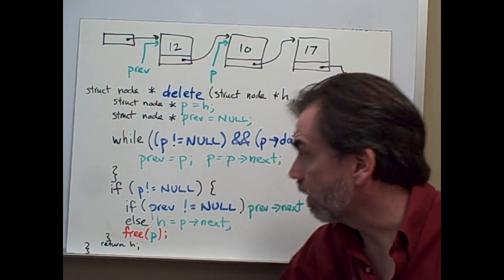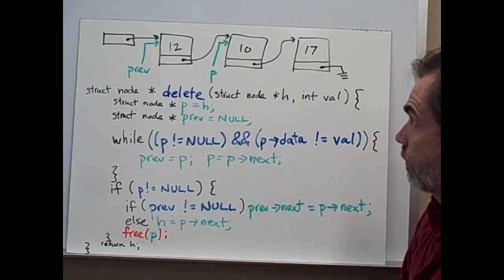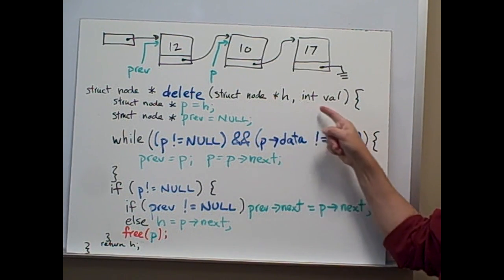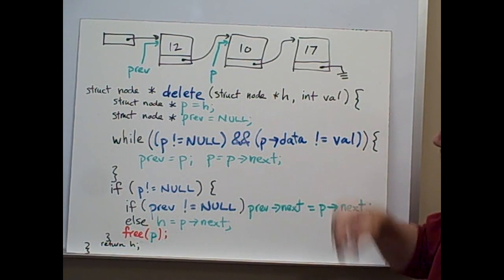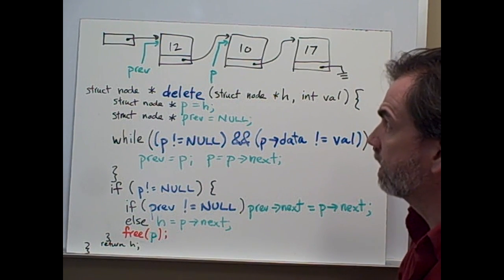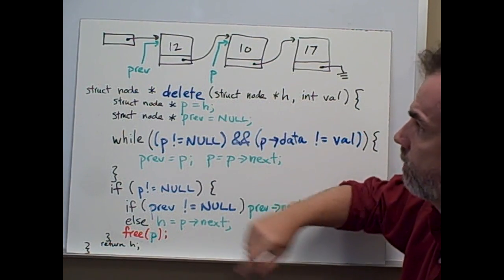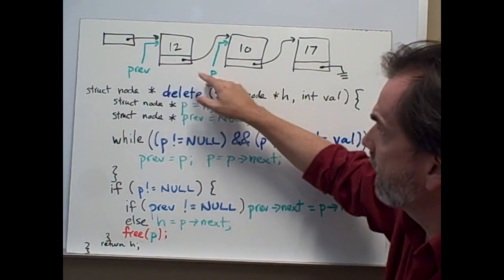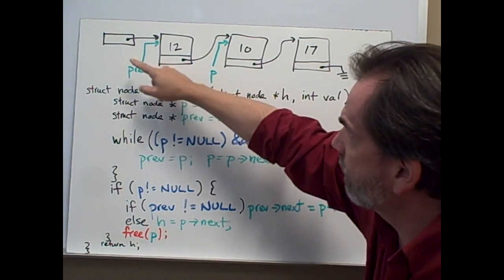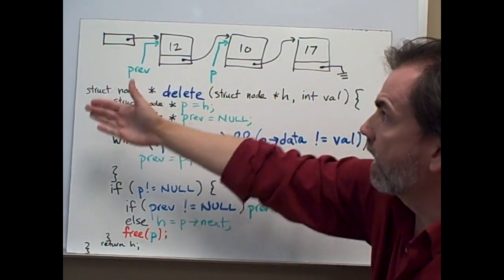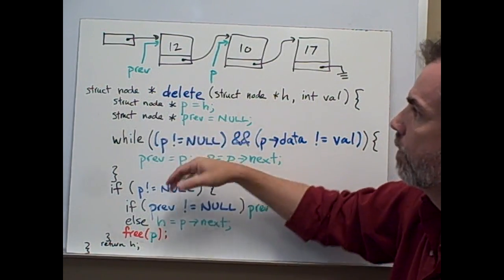All right, so here's the code. Let's look through it. Here's our example. Let's say I'm removing a node whose data matches a particular value. This is a list of integers. And let's say I'm looking for 10. So I initialize P and prev. P is my pointer I'm going to use to traverse the list. Prev is going to be my previous pointer, my following pointer.